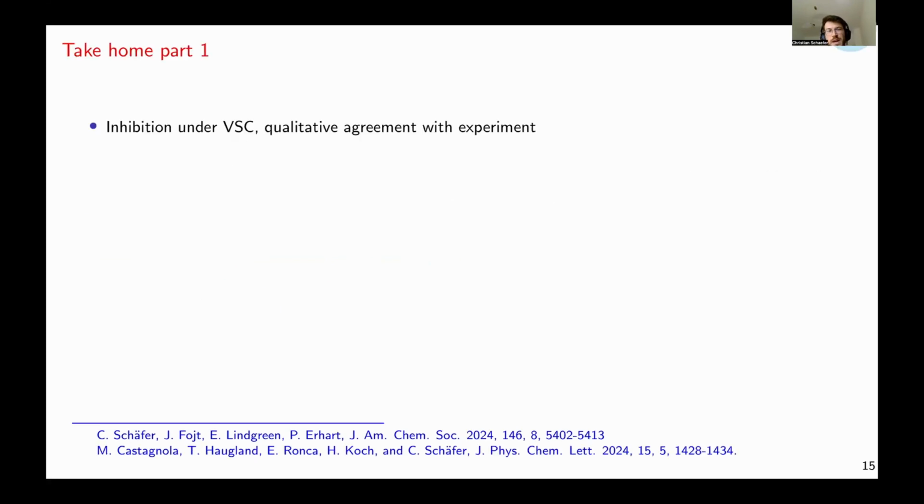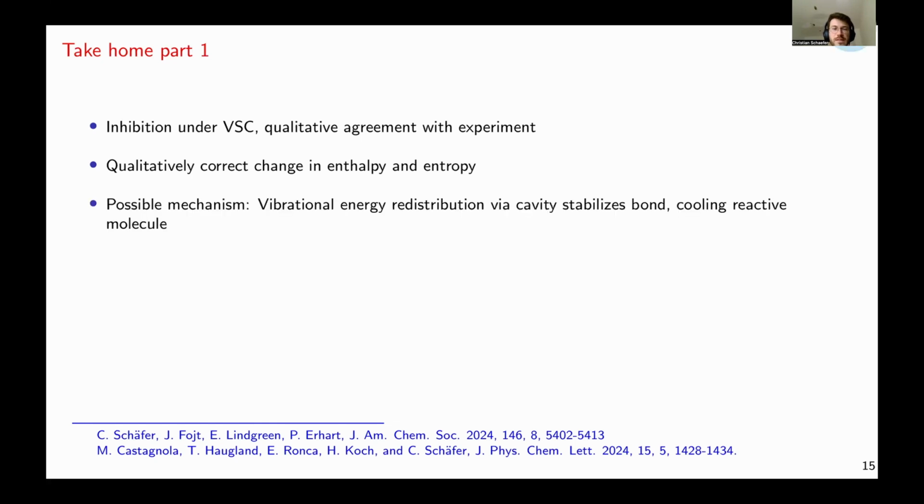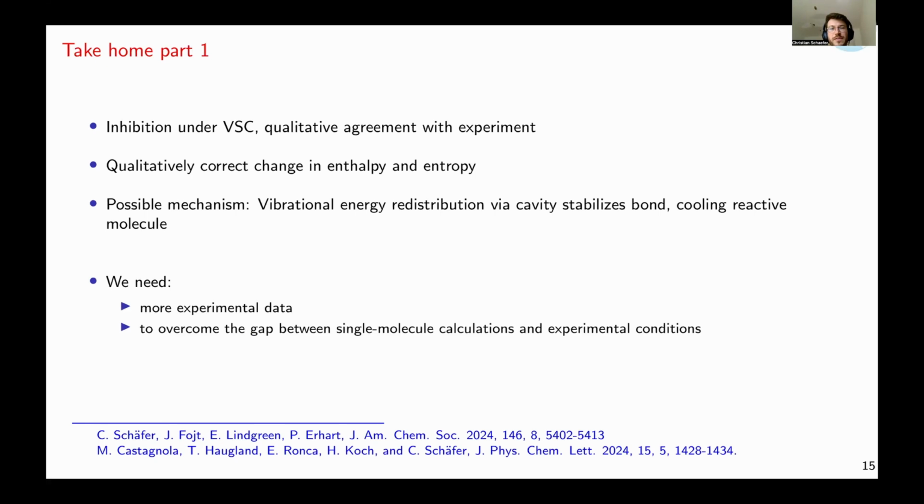So the take home for the first part is that we have this inhibition under vibrational strong coupling, which is in qualitative agreement with the experiment. We have this increase in enthalpy and entropy for the inhibiting reaction in this case here. And we have a decent understanding of the possible mechanism, which basically is that we change how vibrational energy is redistributed inside the system, effectively cooling the molecule. So this kind of Robin Hood-like effect. But we definitely need more, especially overcoming this distinction between the current theory, single molecule, and the experimental conditions, to really understand it in detail.